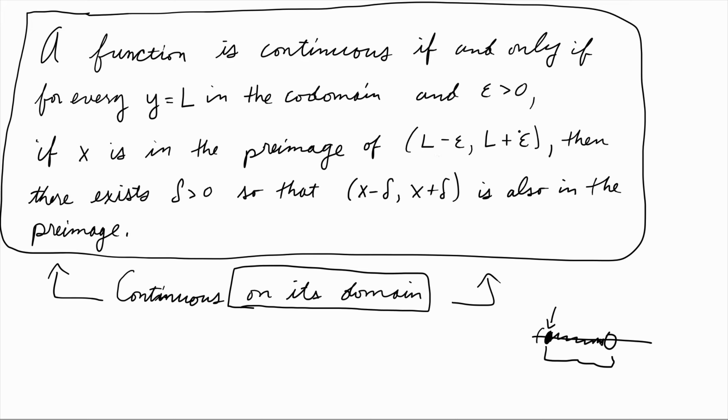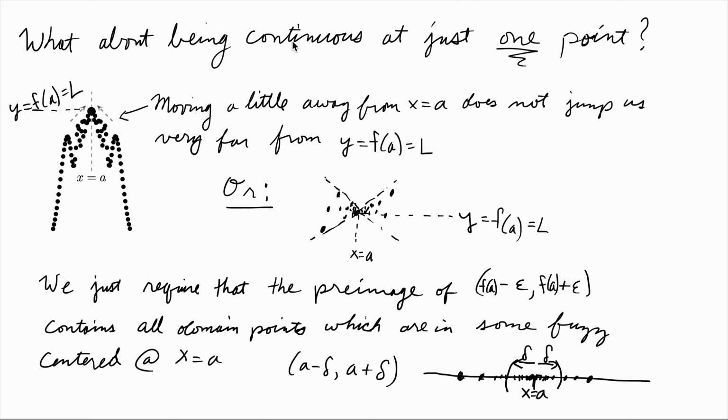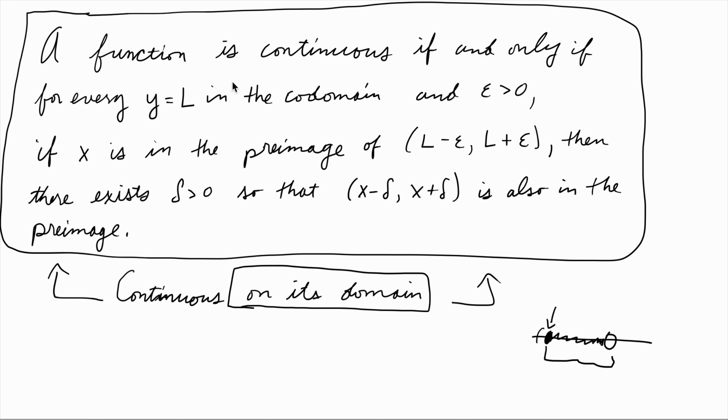So we take some fuzz in the codomain, and we want to show that the preimage of that is fuzzy itself. We were talking about why that might be a good description of what it means for a function to be continuous, even intuitively. So take a look at that first part. That description we just went over is actually what it means for a function to be continuous on its entire domain. That's what we had from part 1.